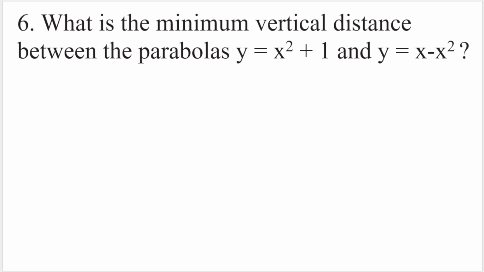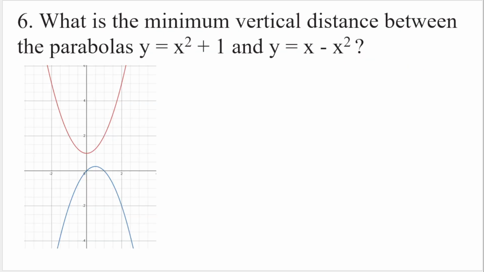And the question is, what is the minimum vertical distance between the parabolas y is equal to x squared plus 1 and y is equal to x minus x squared? Okay, the first thing that we need to do is to draw the parabolas, so this one and this one. Let's graph it. Okay, I already graphed it.